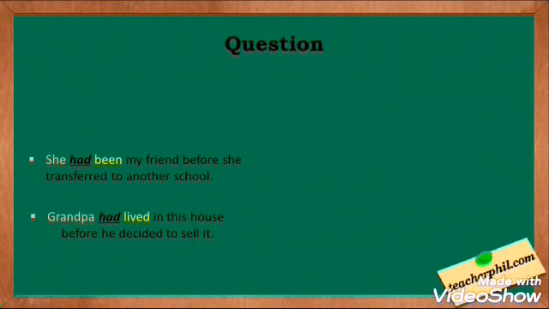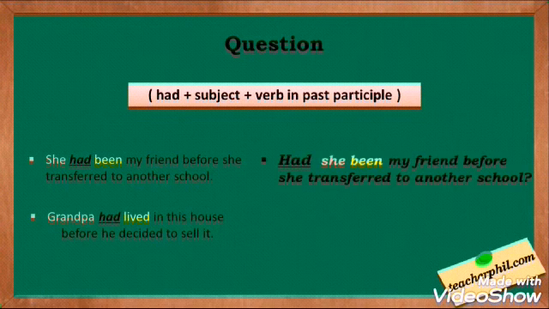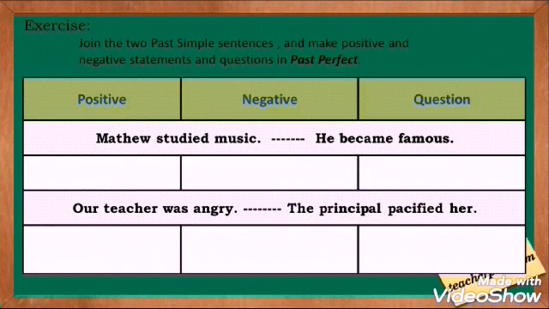The question, what is the form of the question in the past perfect? By using had plus the subject plus verb in the past participle. For example, she had been my friend before she transferred to another school. The question, had she been my friend before she transferred to another school? Another example, Grandpa had lived in this house before he decided to sell it. The question, had Grandpa lived in this house before he decided to sell it?